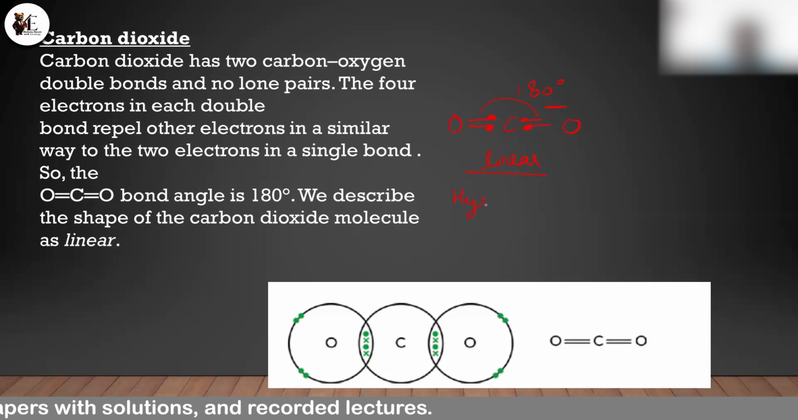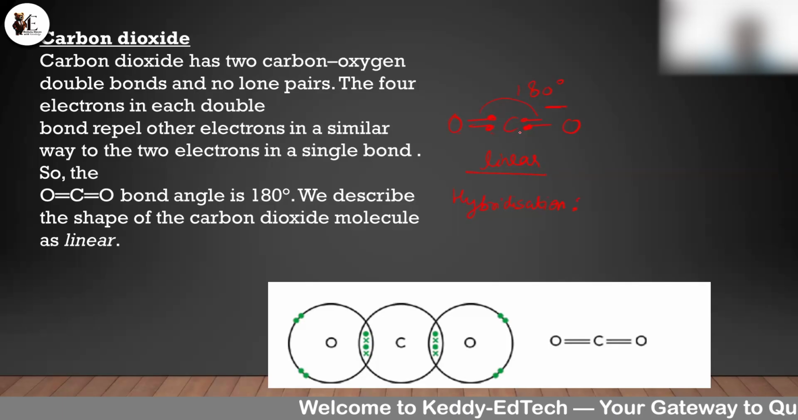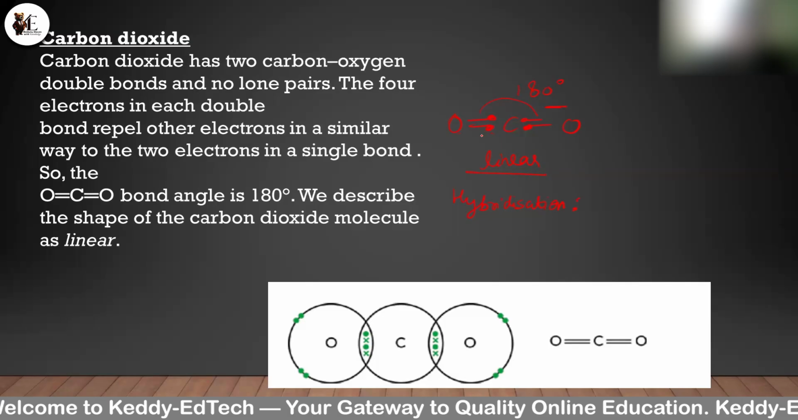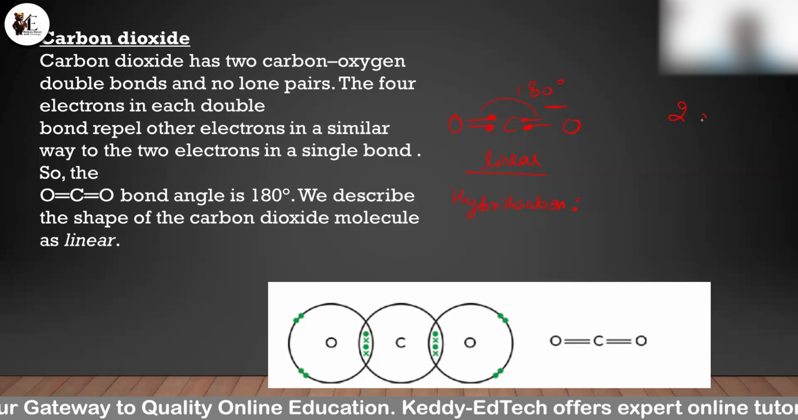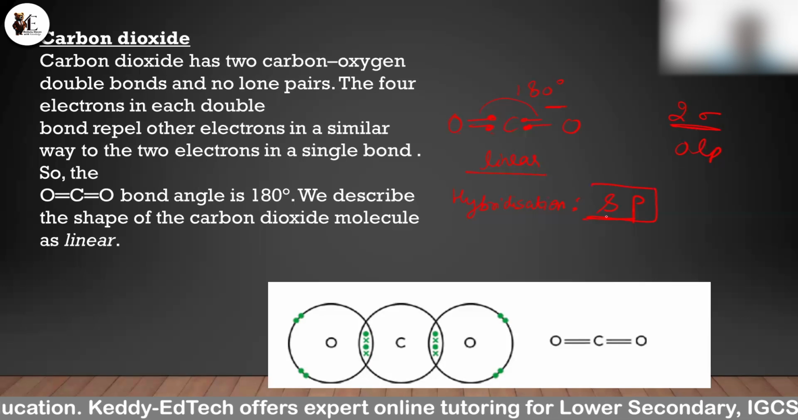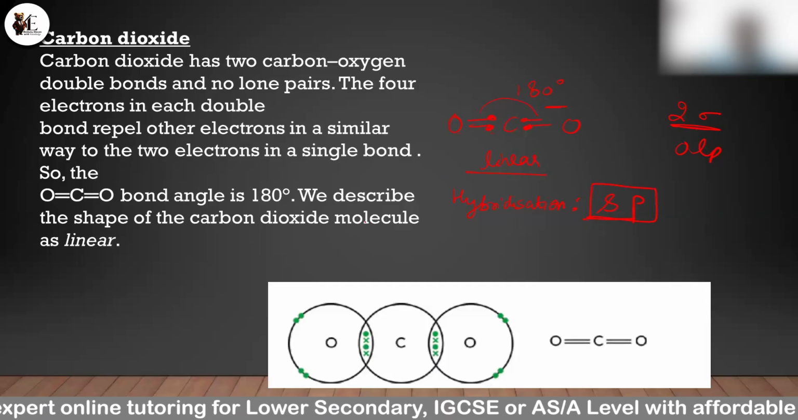What is the hybridization? Tell me the hybridization of CO2. Count the number of sigma bonds and lone pairs. How many sigma bonds are there in CO2? 2. Yes, 2 sigma bonds are there. No lone pair, 0 lone pairs. So the hybridization would be sp. 1 from s and 1 from p. sp.